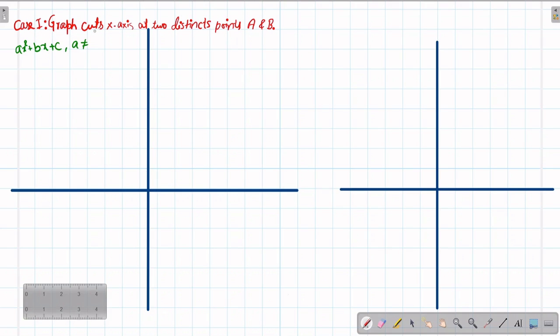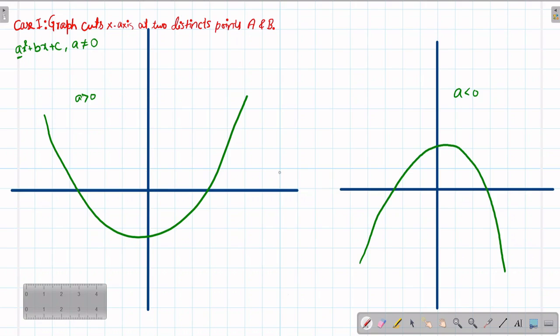First case may be graph cuts x-axis at two distinct points a and b. So ax square plus bx plus c, where a can't be 0. This is the standard form of a quadratic polynomial. Suppose a is positive for the first case, then the graph will look somewhat like this. Next, there may be a case where a is negative, meaning the x square coefficient is negative, then in that case you will have this type of graph.